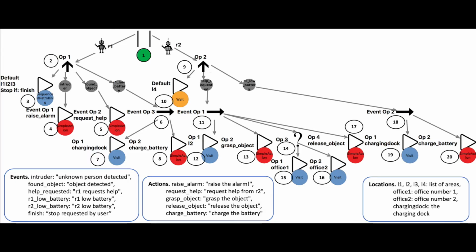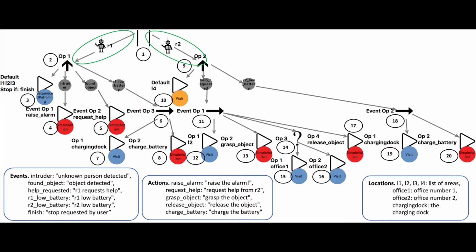The root of our mission is the parallel operator, which decomposes the global mission into local robot-specific missions that are executed in parallel. This means that the execution of all the operators associated with one branch of the parallel operator is automatically delegated to a specific robot, as shown in the labels of the edges.